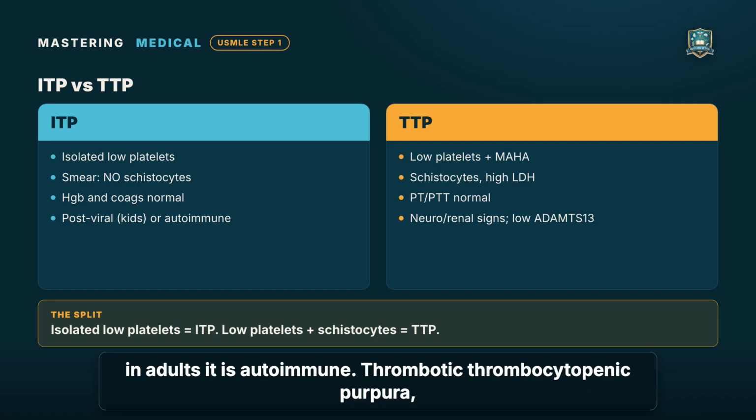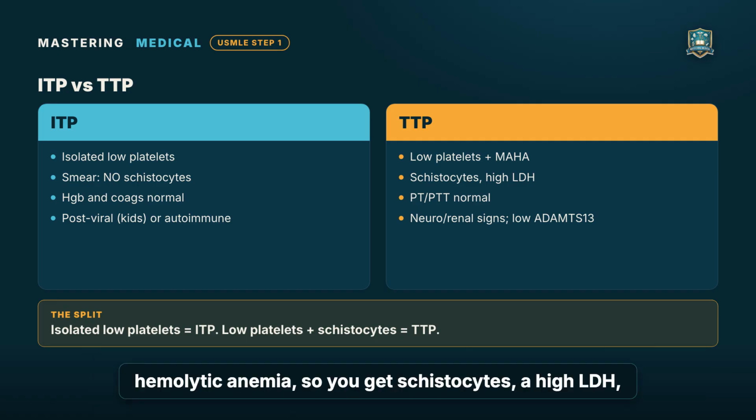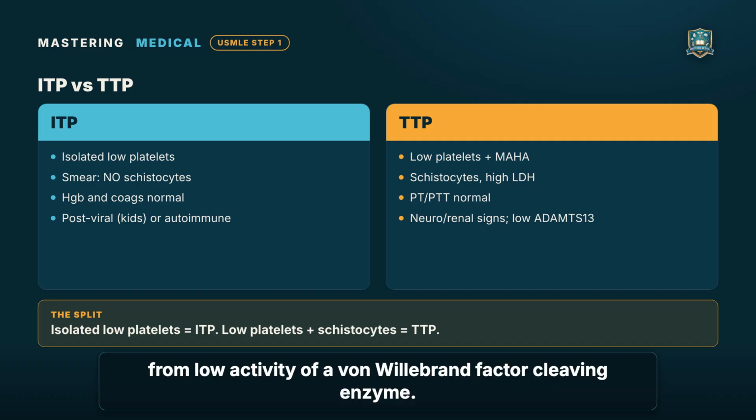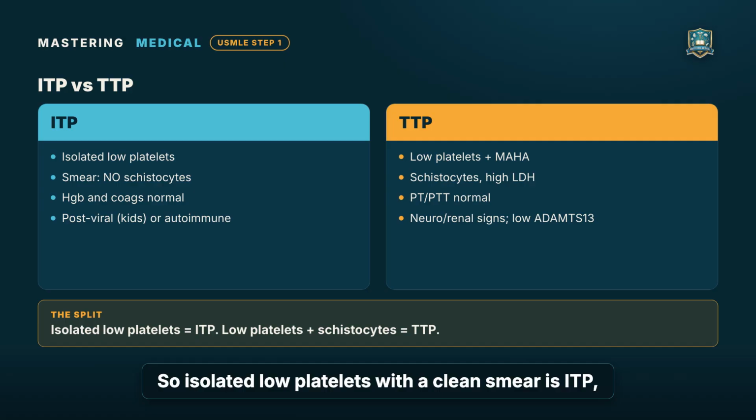Thrombotic thrombocytopenic purpura (TTP) is a microangiopathy. Low platelets plus a microangiopathic hemolytic anemia, so you get schistocytes, a high LDH, neurologic or renal findings, and a normal PT and PTT from low activity of a von Willebrand factor cleaving enzyme. So isolated low platelets with a clean smear is ITP, while low platelets with schistocytes is TTP, and TTP is an emergency that needs plasma exchange.